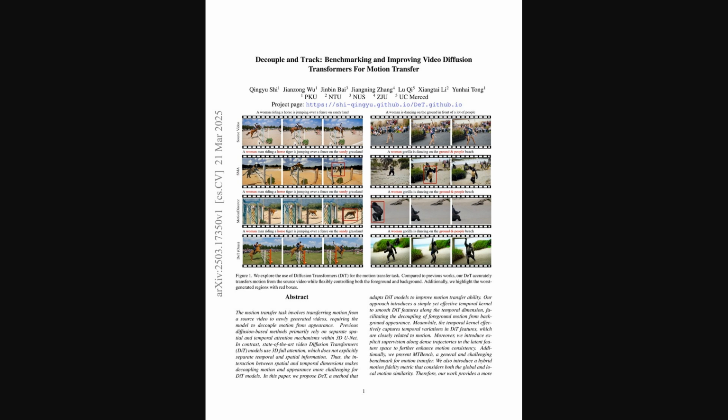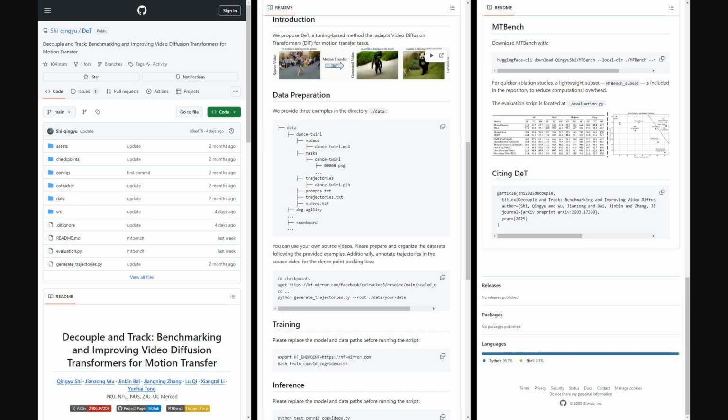The authors introduce a new method called DeT, which adapts AI models known as Video Diffusion Transformers, or DiTs, to get better at this. They also present a new benchmark, MT-Bench, and a new way to measure how well the motion is copied. And for those interested in trying out this DeT method or the MT-Bench benchmark themselves, the authors have also shared their work on GitHub. This repository contains the code for their motion transfer approach, along with example data, scripts for training and running the models, and even the tools for MT-Bench.